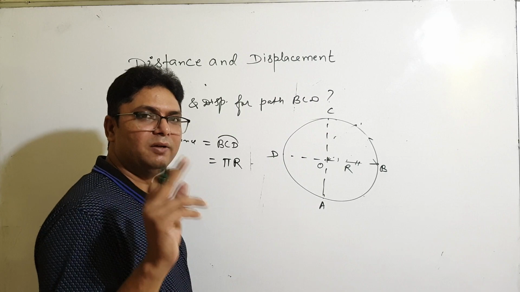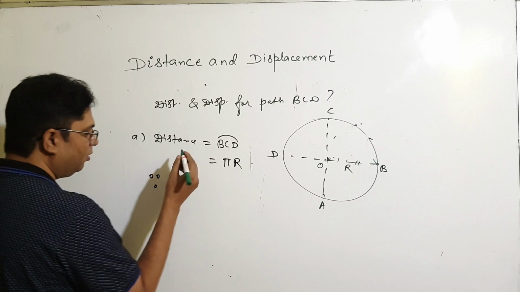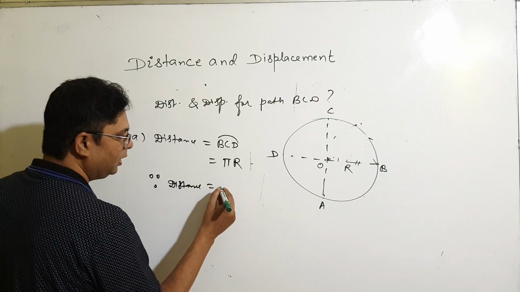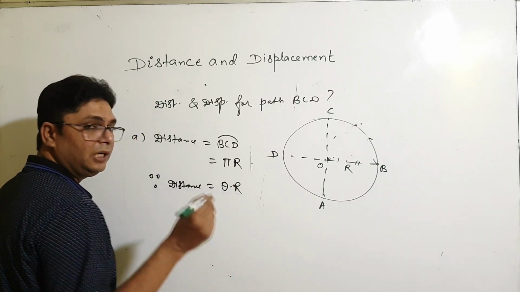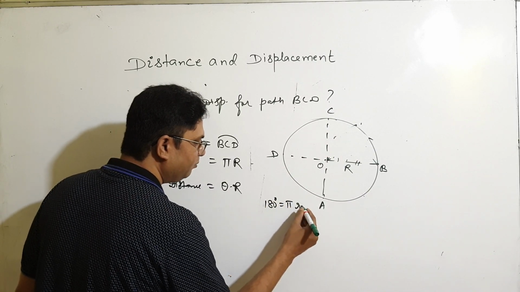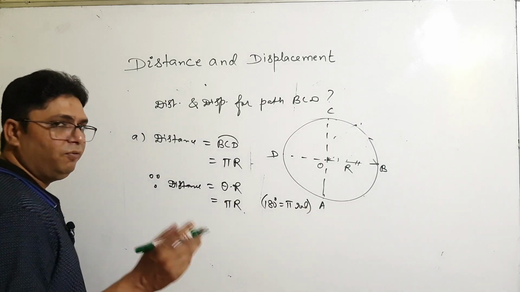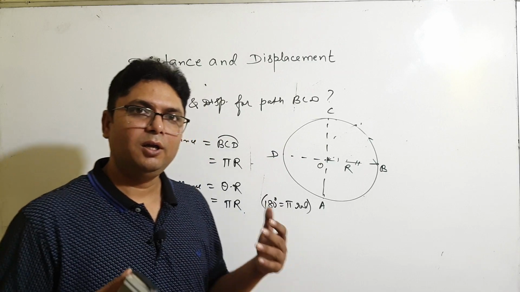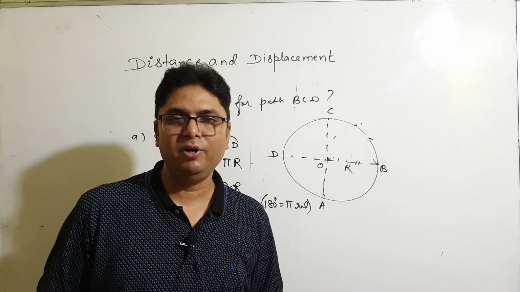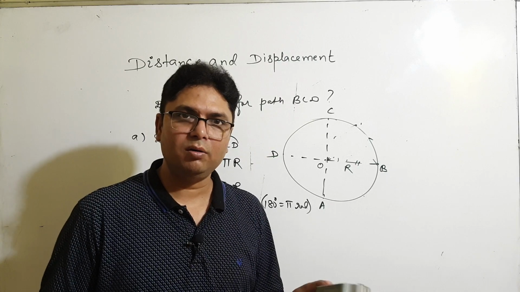This can be found by the formula we just generated. What was the formula? We have distance is equal to theta into r. So theta is 180 degrees. 180 degrees is equal to pi radian. So you have pi r. If you have confusion or you want to enhance your concept on degree and radian, then see my video lecture on degree and radian, the link will be provided in the description box.